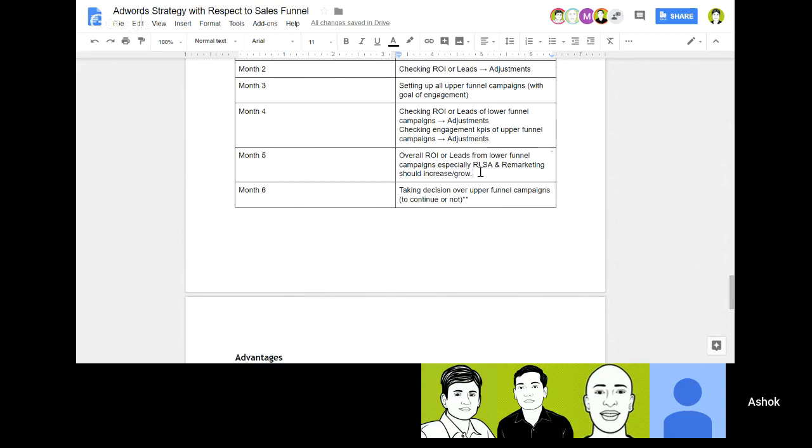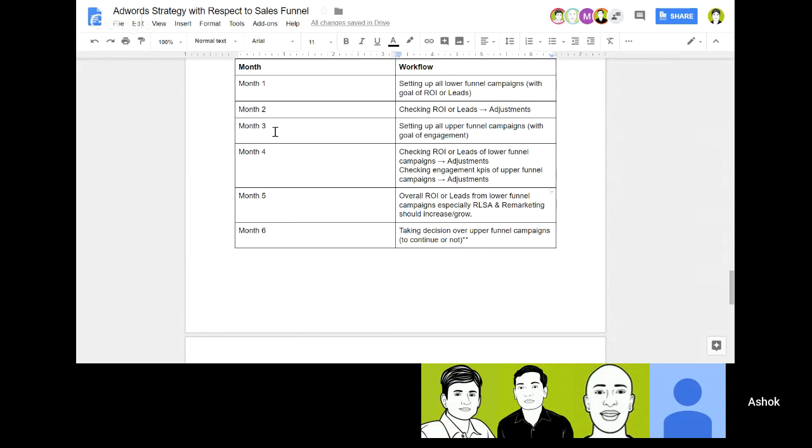Obviously, you launch them in month 3, all upper funnel, right? So you'll run them for like 30 days. You're going to see their engagement KPIs after 30 days. Are they delivering your high engagement KPIs or not? So you'll obviously do some optimization as well. You're going to turn off keywords which are not delivering high average session duration or high pages per session. That optimization you will do after 30 days.